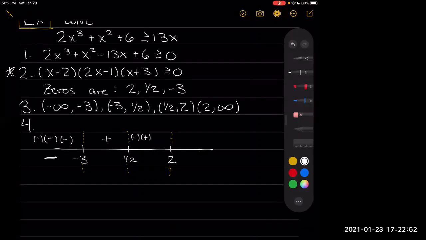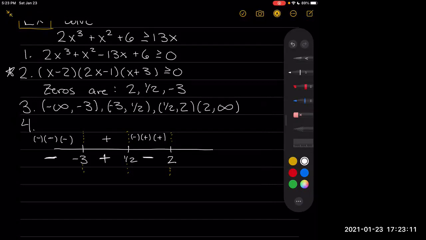And then x plus 3, or 1 plus 3, that's 4, which is positive. So then we have 1 negative times 2 positives. That'll make the whole region negative. All right, and then now we need to pick a number bigger than 2. So we can pick 3.